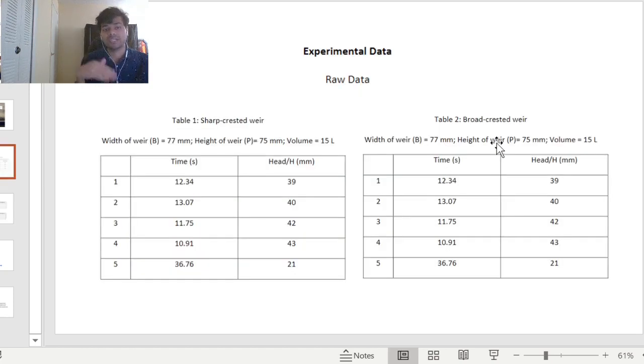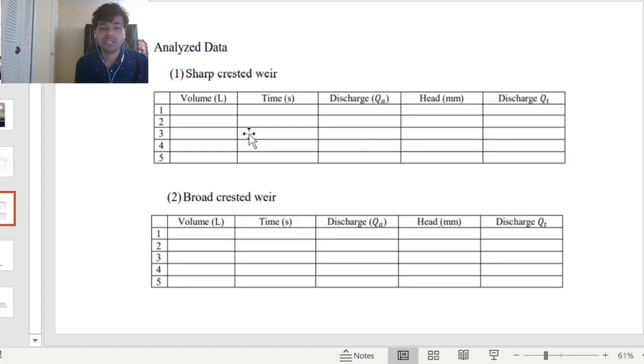So we have taken the time for 15 liter volume, so you have to convert this 15 liter to millimeter cube, right? Just like the last experiment, and then you have to complete this table. So volume, time, discharge and head are basically the same for both tables, right? But what is different? The theoretical discharge is different. That's why CD is different.